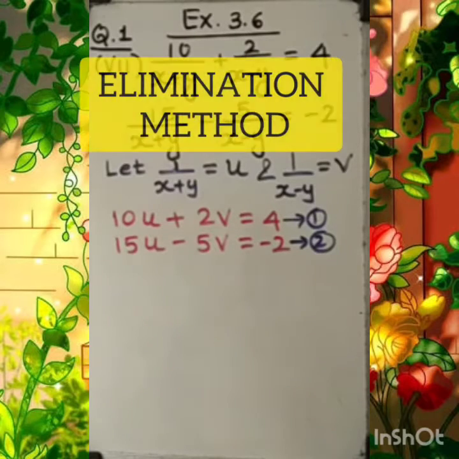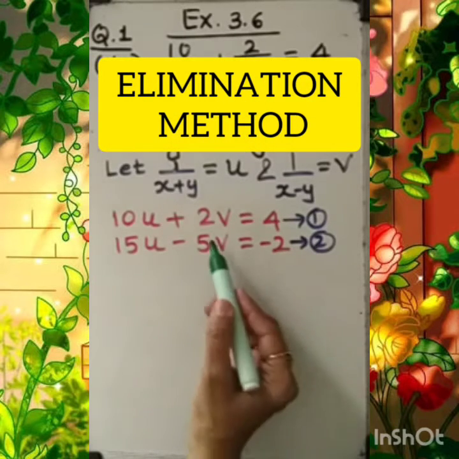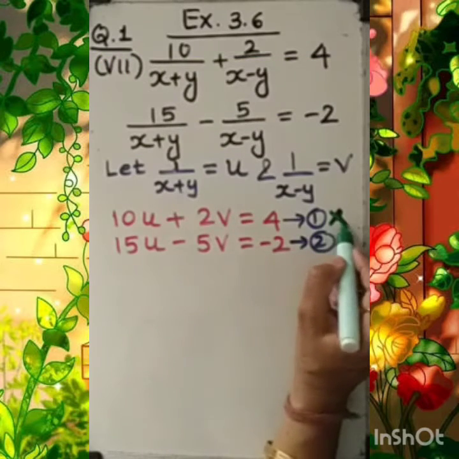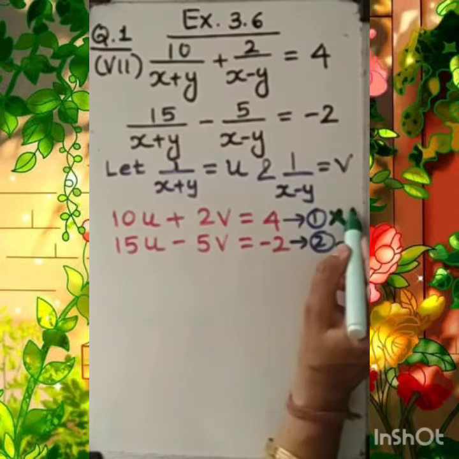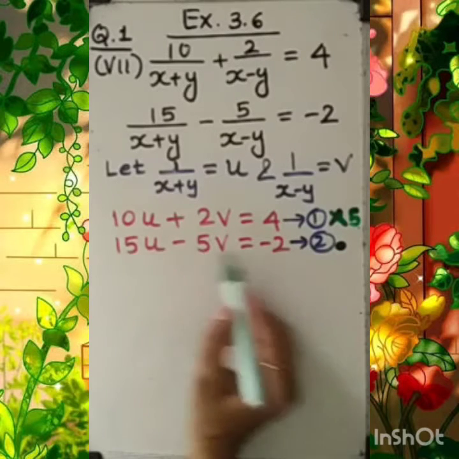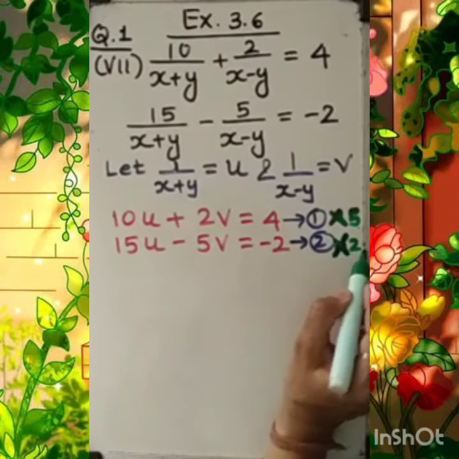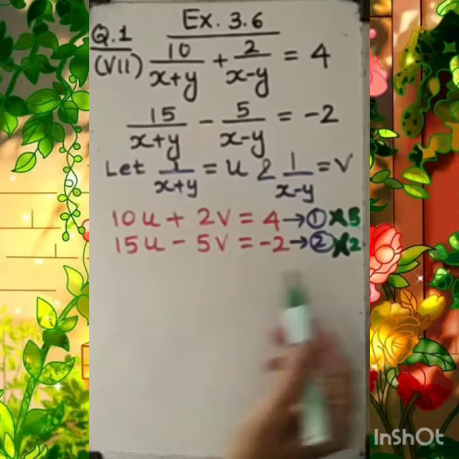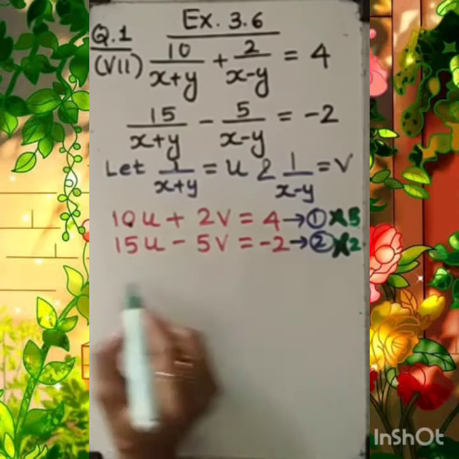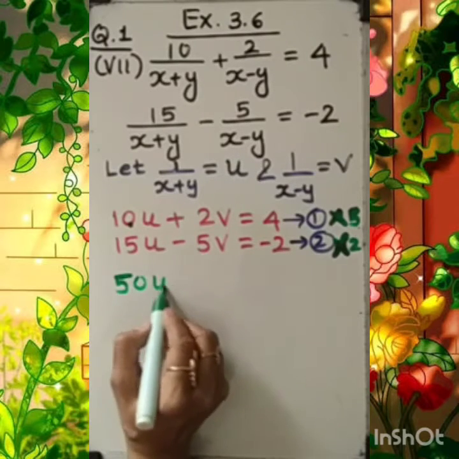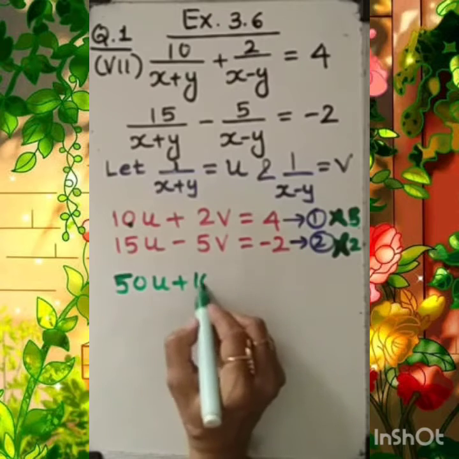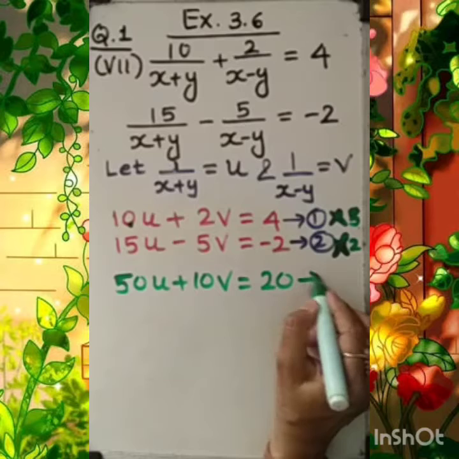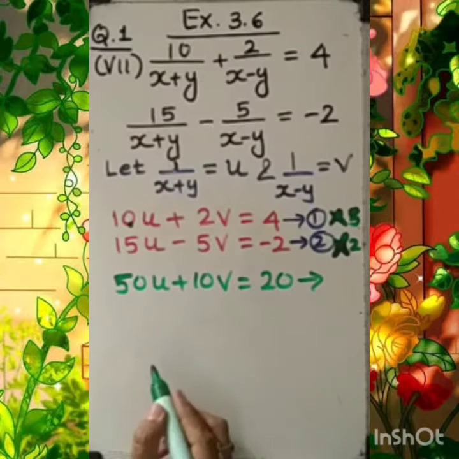Now, if we want to apply the elimination method, we want to eliminate this v from here. So I need to multiply this 2 by 5 and of course this 5 by 2. So we will have 5 twos are 10, 2 fives are 10. Let's work out: 10 fives are 50u, 2 fives are 10v and 4 fives are 20. This is another new equation, we will call it number 3.